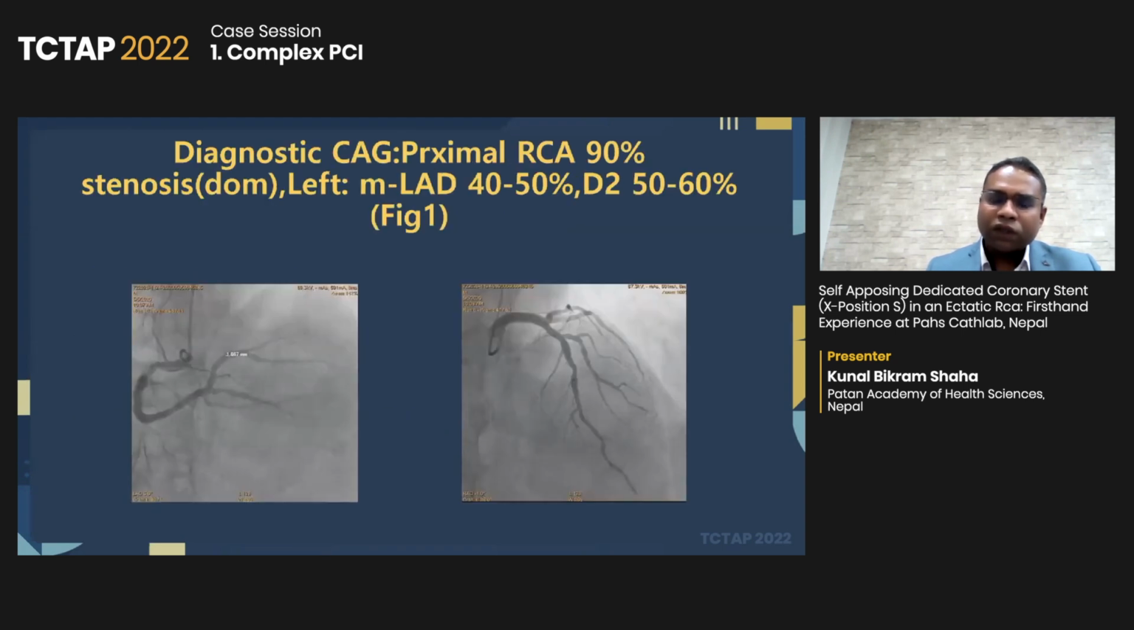This was my finding on angiogram. We proceeded with the right radial route, and we found that there is 90% stenosis in the proximal RCA, which is dominant and is ectatic in nature, with a vessel size of almost 5 to 5.5. And the left system showed moderate disease in the mid LAD involving the second diagonal.